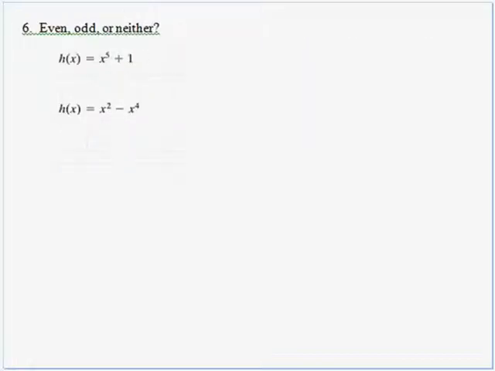Number 6, even, odd, or neither. Well, you could do the algebraic test if you prefer all that algebra, or I notice I have an odd exponent, so it would be an odd function, but this constant will knock us off the origin. So this is going to be a neither.